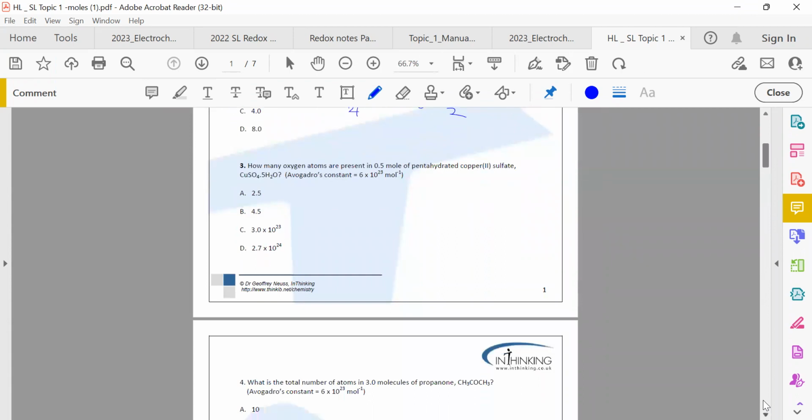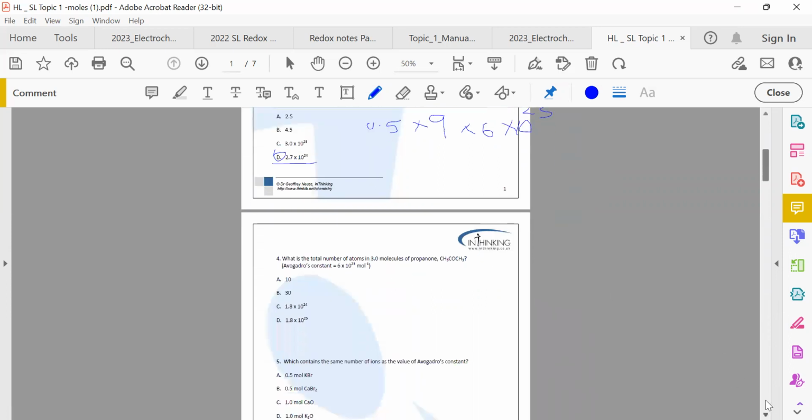Question 3. How many oxygen atoms are there in 0.5 mole of pentahydrated copper sulfate? So basically, you can just take 0.5. Then you multiply by the number of oxygen. In this case, I can see there's a total of 9, right? And then you multiply by 6 times 10 to the power 23. So that means I'll take 6 times 0.5, which is 3. 3 times 9 will be 27, and 27 will be this answer, which is D. Okay, good. Question 4.